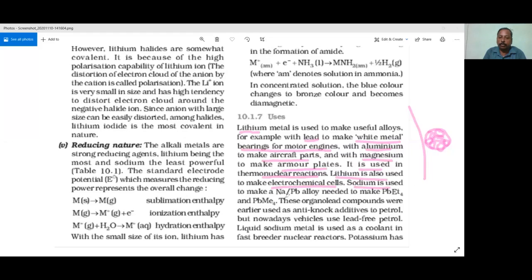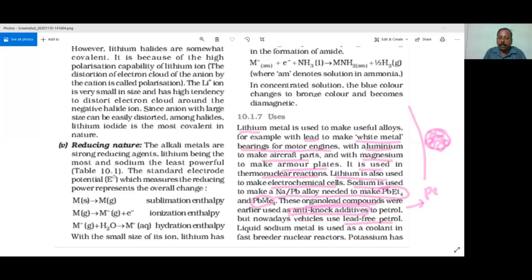Then sodium is used to make sodium lead alloy, needed to make PbEt4 and PbMe4, which are organometallic compounds. These are used as anti-knock additives. Previously petrol was mixed with something, and that something is the anti-knock agent. It improves engine efficiency by complete combustion. But nowadays lead-free fuel is used.